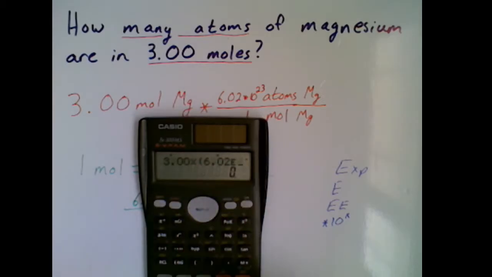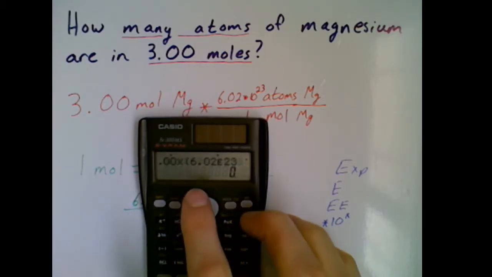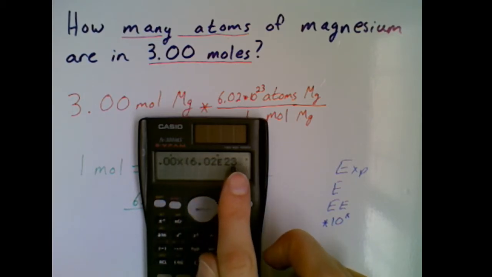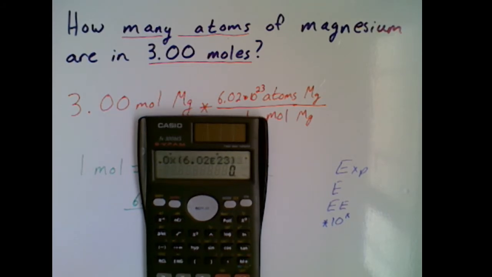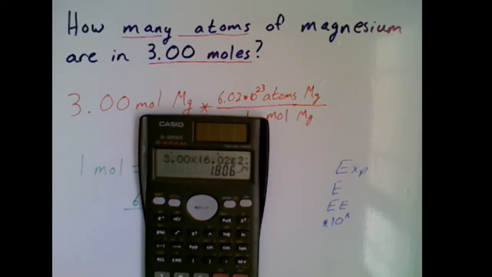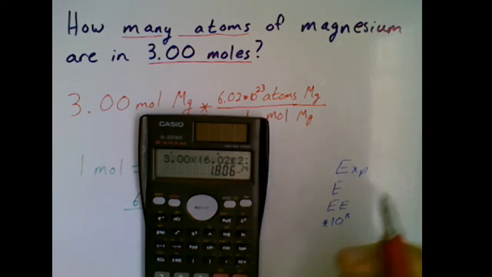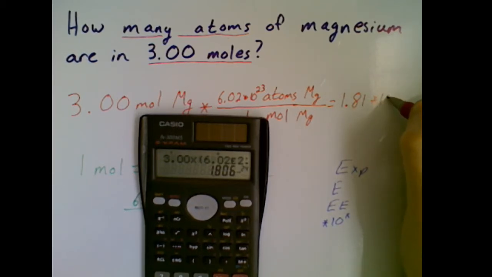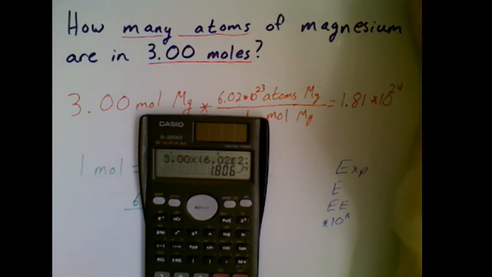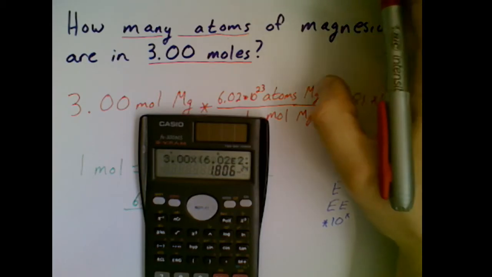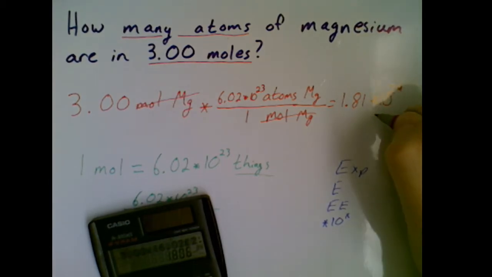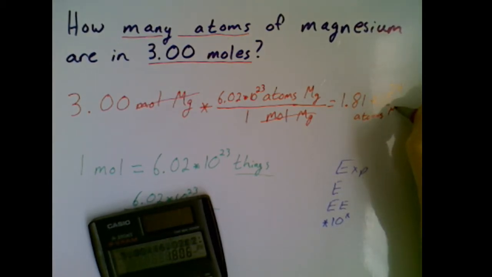So now all I have to do is punch in what the exponent is. So rather than write 6.02 times 10 to the power of 23, I wrote 6.02e23, and it means the exact same thing. And there's my answer. So my answer comes out to be 1.81 times 10 to the power of 24. Now, again, we want to think about units here, and our units, we canceled out moles of magnesium. We're left with atoms of magnesium. So I'm just going to write that below, atoms of magnesium.